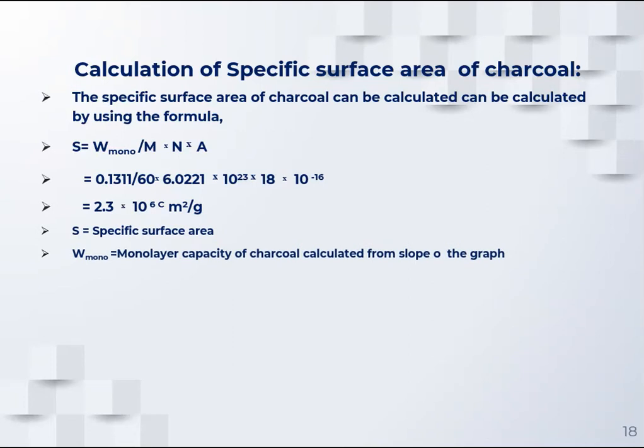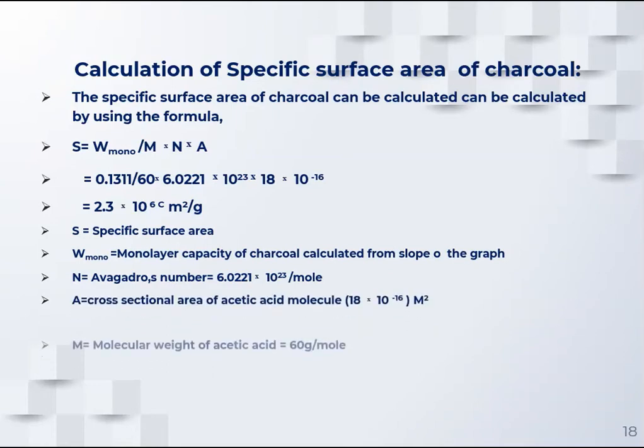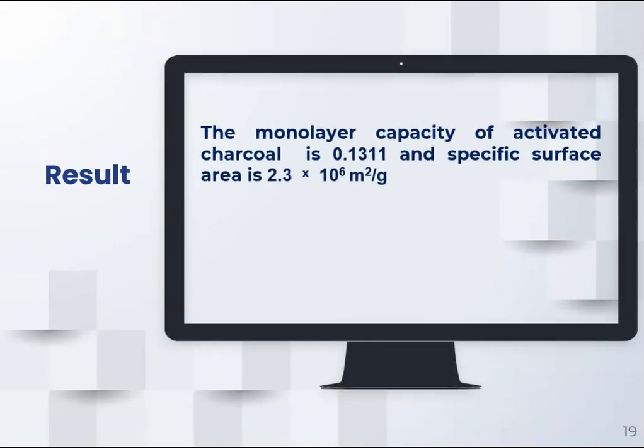So we have calculated the monolayer capacity, and the second one is the surface area of charcoal, and it is 2.3 into 10 raised to 6 meter square per gram. The monolayer capacity of activated charcoal is 0.1311, and the specific surface area is 2.3 into 10 raised to 6 meter square per gram.